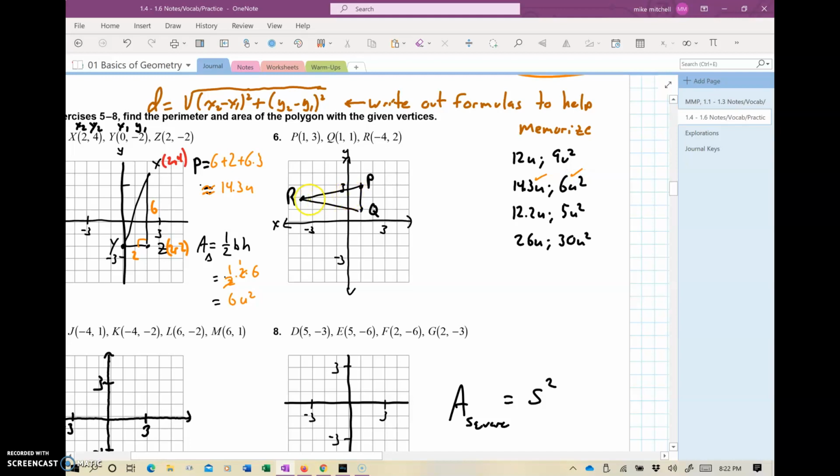Number 6, this is our altitude right there. It's not drawn in the picture. You got to put it in there. I'm going to show you how to do that in another problem a little later here.